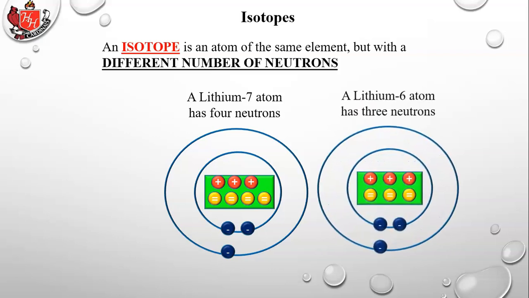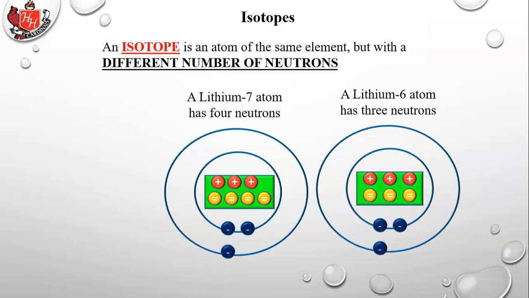Now here's a lithium-6 atom. It has 3 neutrons, 3 protons. It must have 3 protons to be lithium and 3 neutrons. So that's a total of 6. So it has a mass number of 6.